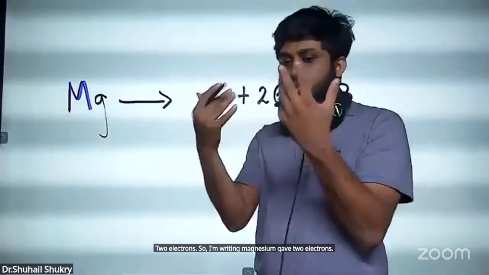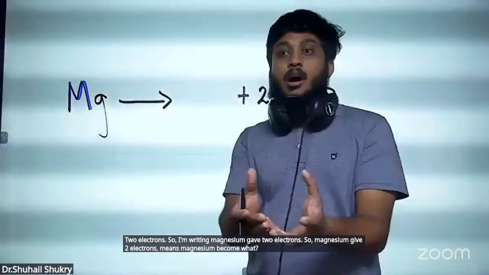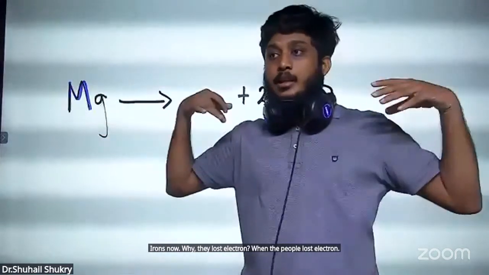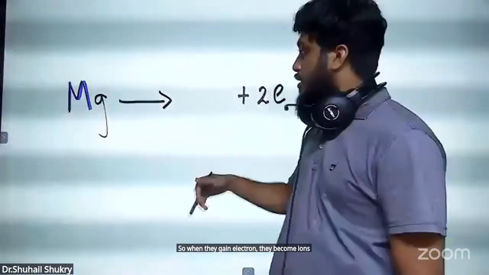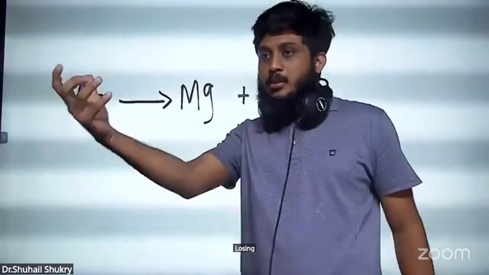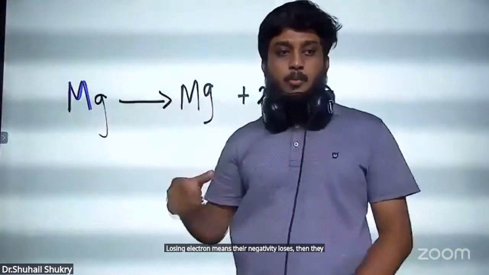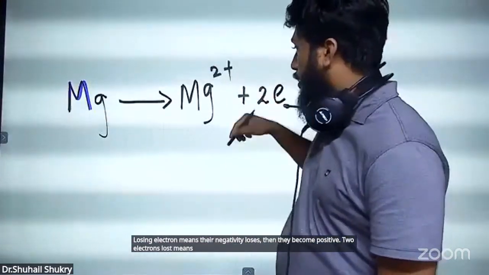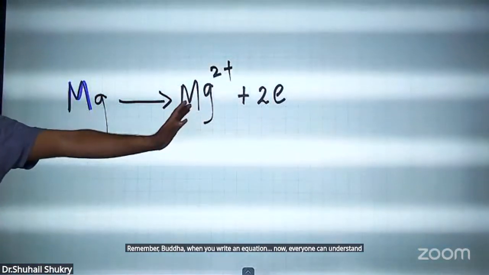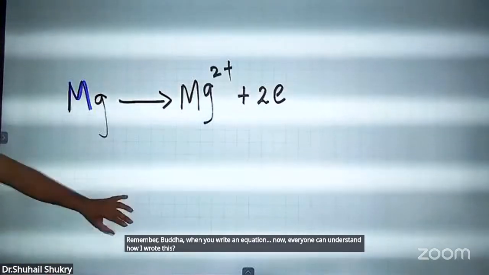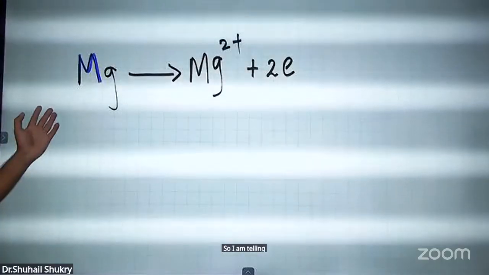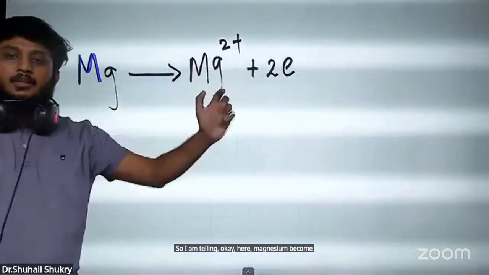Magnesium gives 2 electrons, meaning magnesium becomes what? An ion. When an atom loses or gains electrons, it becomes an ion. Magnesium lost electrons, so it becomes a positive ion. Losing electrons means losing negativity, so it becomes positive. Two electrons lost means it becomes 2 plus. So here magnesium becomes magnesium 2 plus by sending out 2 electrons.